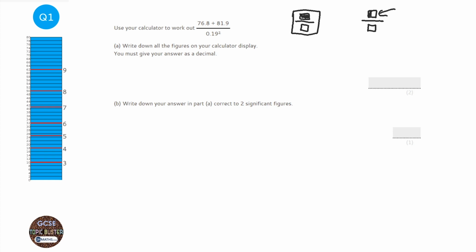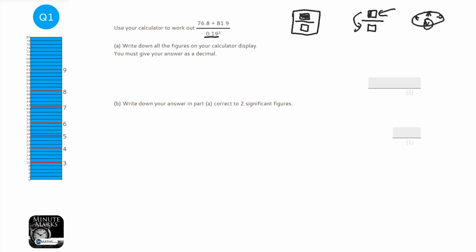Okay, so we want to fill in this top box first, since it's already flashing. So 76.8 plus 81.9. To shift downwards on the Casio calculators, there's a cursor direction button. It's the big blue button beneath the screen on most of the calculators. You just push down to go to the denominator of the fraction. Then we need to fill in this bit here, so 0.19.